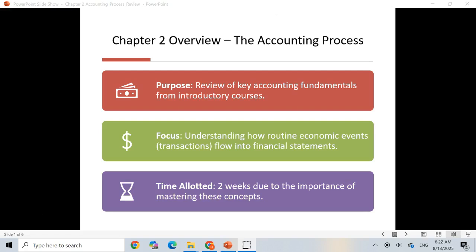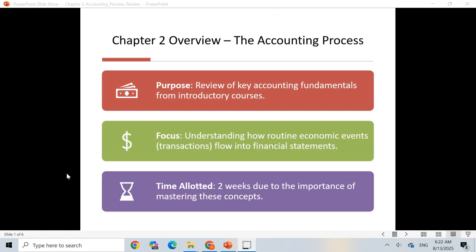Chapter 2 is a review of the accounting process and really key, fundamental accounting concepts that you should have learned from your introductory accounting classes. You should be able to take what's called an economic event, which is basically a transaction, and the steps that are taken to actually make that transaction end up in the financial statements.